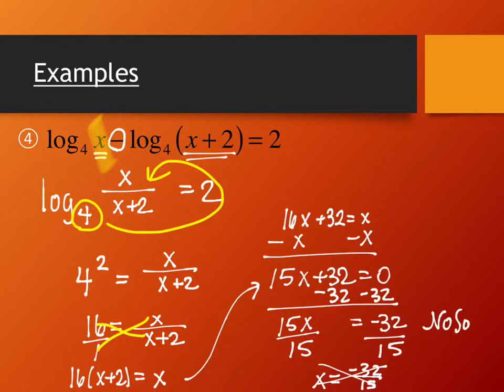You can either write it out in words, right? No solution. Or the no solution symbol is the 0 with a line through it like that. There is no solution to this particular problem, right? Log base 4 of x minus log base 4 of x plus 2 will never equal 2.